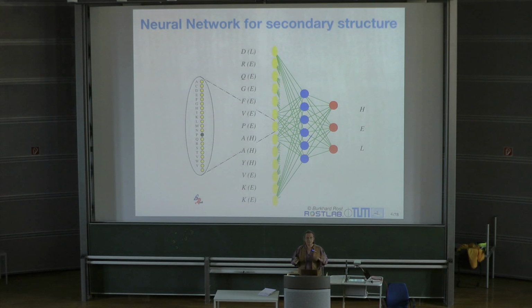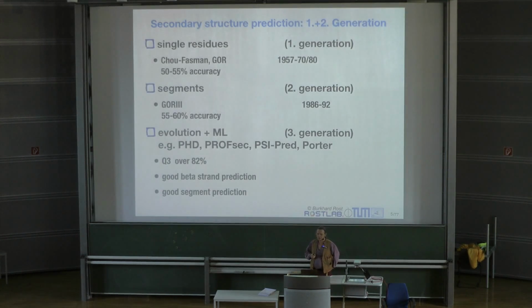Okay, but it's slightly less trivial than the neural network in that sense. I told you that with this device we do much better than the first and second generation, so generations that used only one amino acid, that used only segments statistically. The machine learning improves because it can specifically train better on beta strands. It can specifically be designed such that short segments are no longer a problem, and we can put the evolutionary information in, and then it really shines.